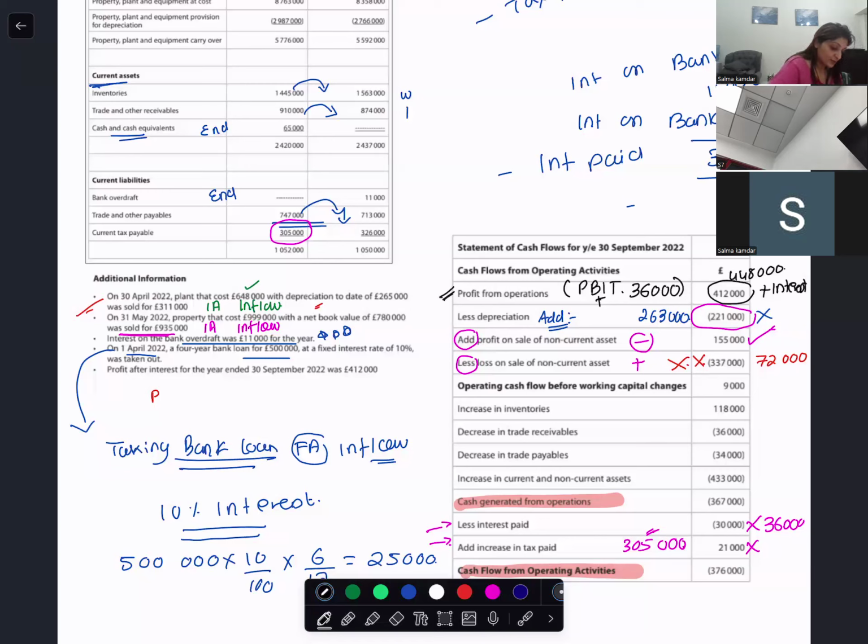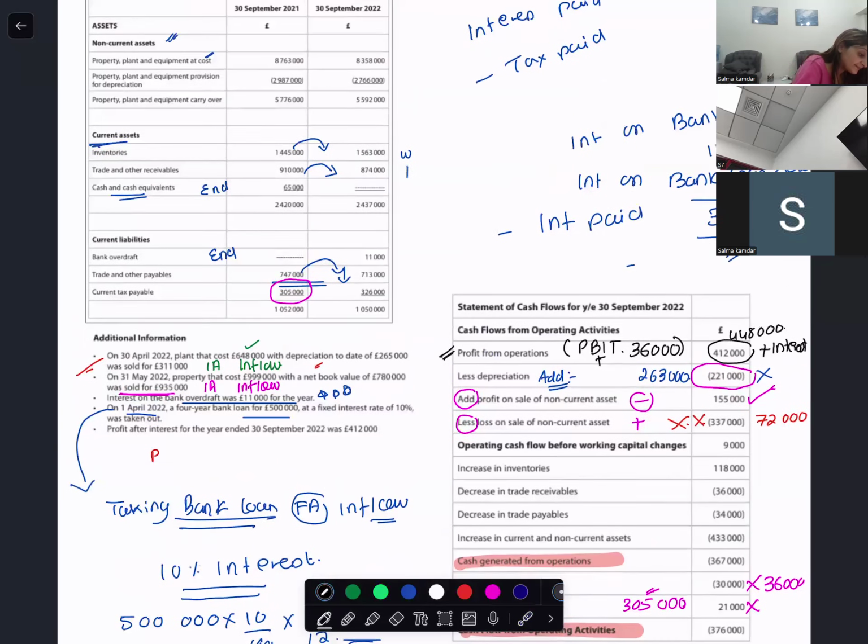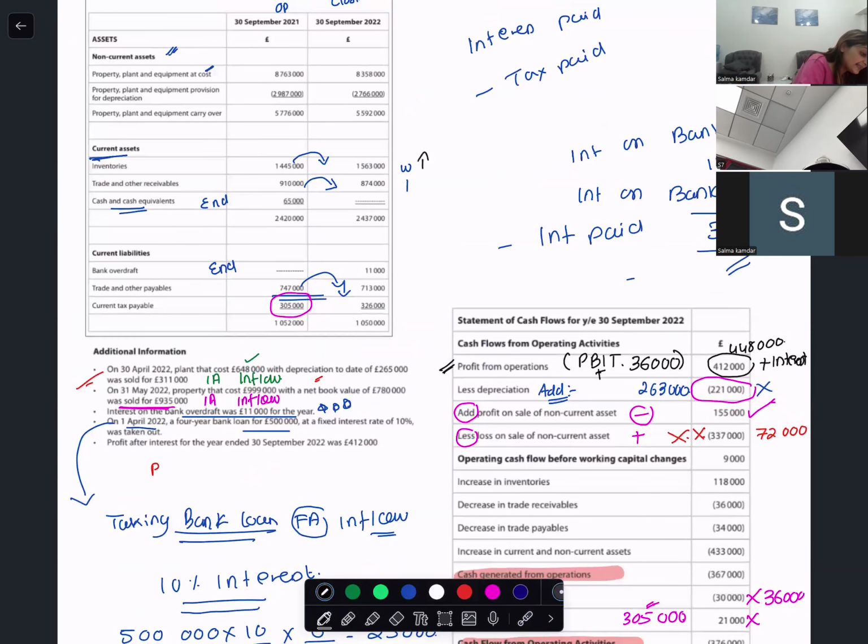Listen to me. This is wrong. The depreciation was wrong. Operating profit before working capital changes. Now let's see the changes in the working capital. Inventory has increased, so I have to subtract. This I have to add because it has decreased. And trade and other payables, it has decreased, I have to subtract.